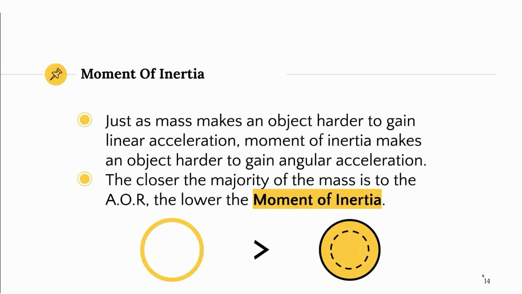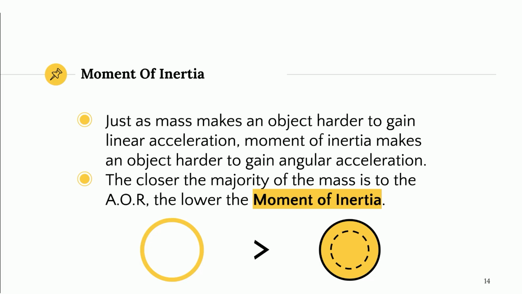So what is moment of inertia? Just as mass makes an object harder to gain linear acceleration, moment of inertia makes an object harder to gain angular acceleration. The closer the majority of the mass is to the axis of rotation, the lower the moment of inertia. So here we see we have two objects of equal mass.